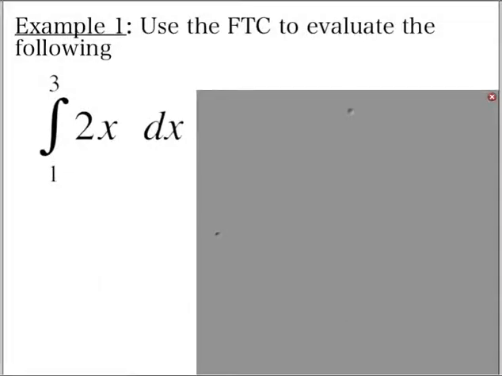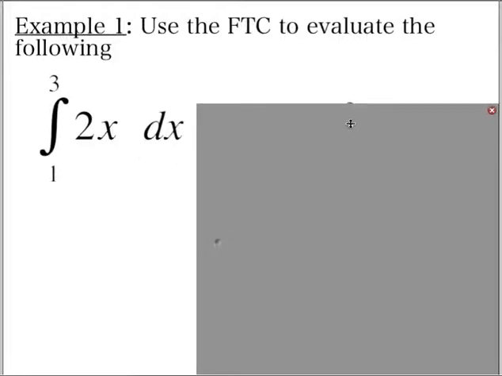So the first example, using the fundamental theorem of calculus to evaluate the following. So you'll recognize this integral. It's the integral of 2x dx, but now we have these numbers at the top and the bottom of our integral, and that's telling us to evaluate the area under the curve 2x from 1 to 3. And so we're going to calculate this numerical value, but we're going to do this algebraically. So we're not going to use a Riemann sum or a trapezoid. We're not going to graph it and count the squares. We're going to find the antiderivative and then plug the values 3 and 1 into that antiderivative.